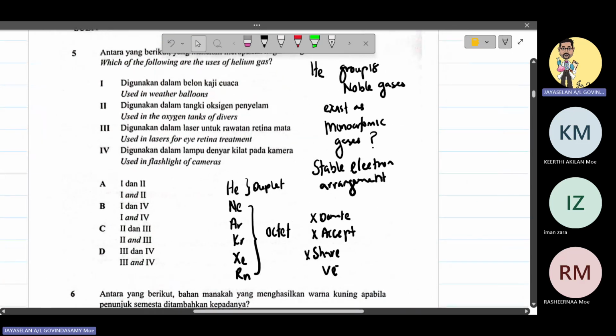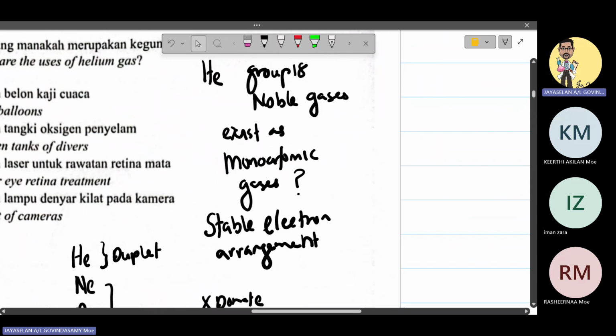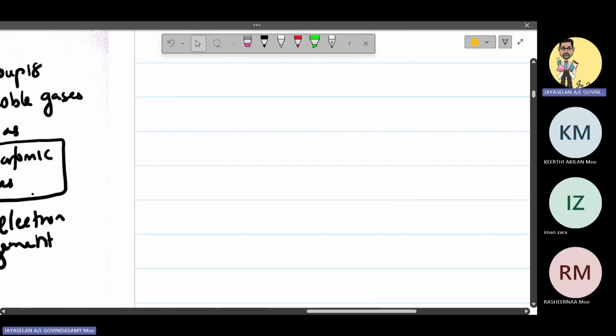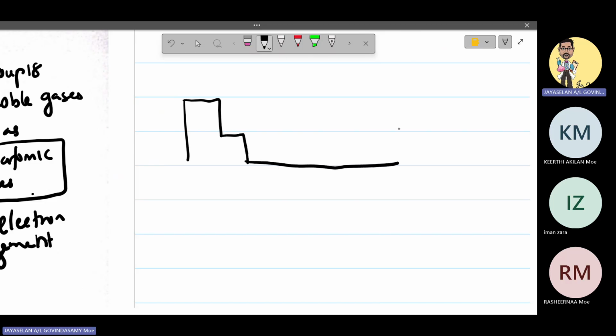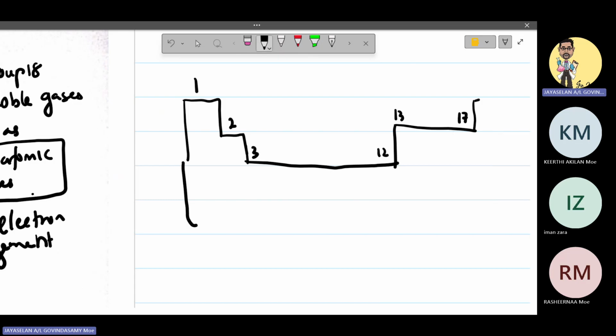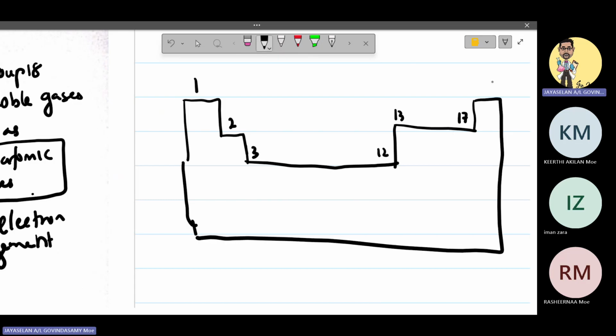This is revision. In the exam, noble gases exist as what? Monoatomic gases. This must be memorized. What will the question look like for this year's SPM? This is compulsory to memorize. Please memorize this one. They give it like this: this is group 1, group 2, 3 until 12, this is 13 to 17, and this is 18. Here they put X, Y, W, P, Q.